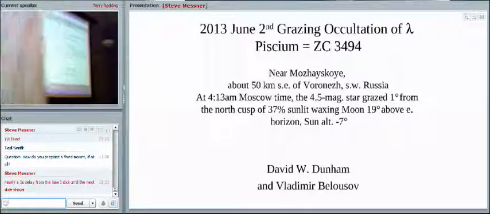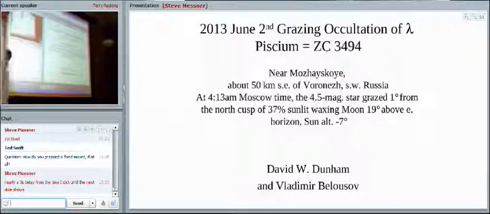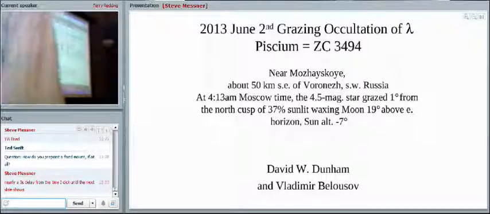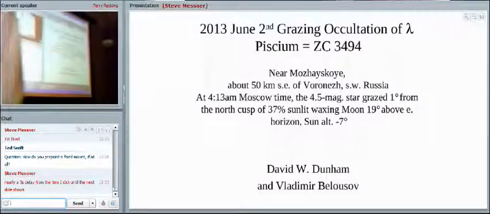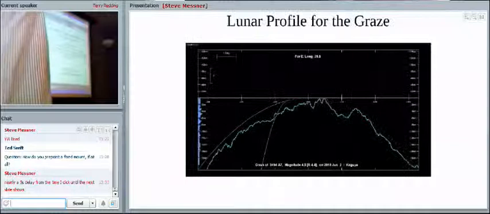I teamed up with an amateur astronomer who lived in the city of Tula, 200 kilometers south, and so I'll just go through the adventure here quickly. Next slide.